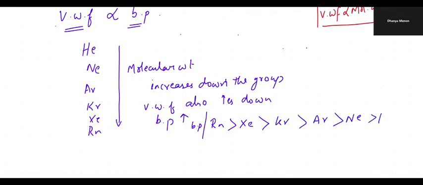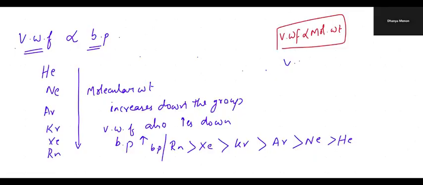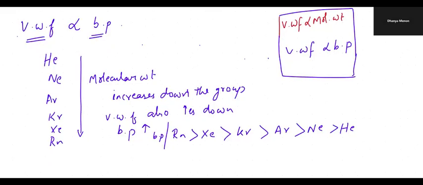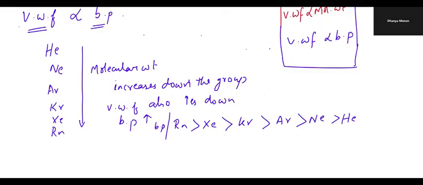So in simple words, van der Waals force is directly proportional to boiling point. This is the next condition. All these conditions I'm writing out over here, so it's easy to summarize. As you're coming down the group, what's happening to the molecular weight? Molecular weight is increasing. When it increases, van der Waals force also increases, so the boiling point also increases. I hope you understood.